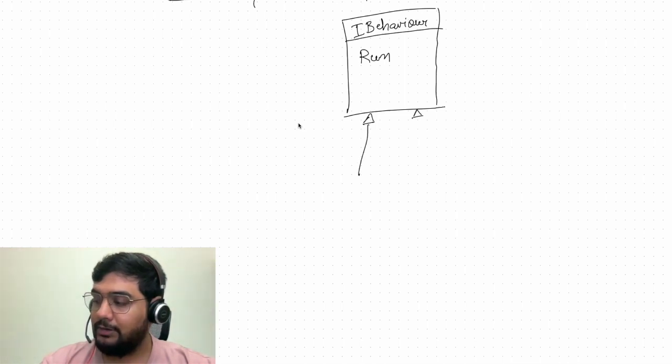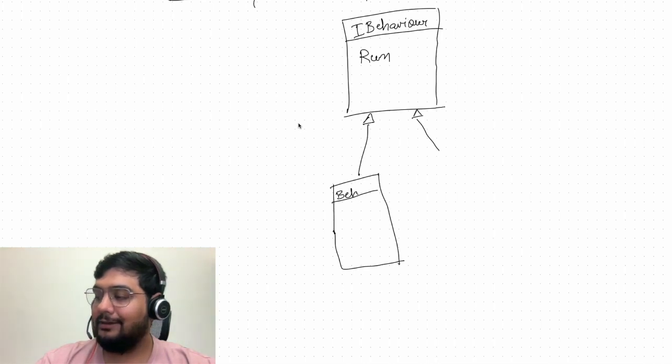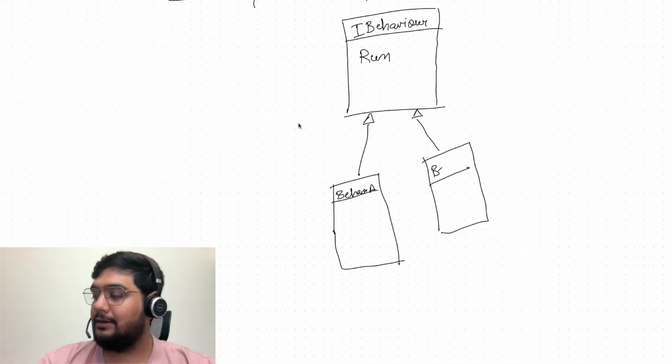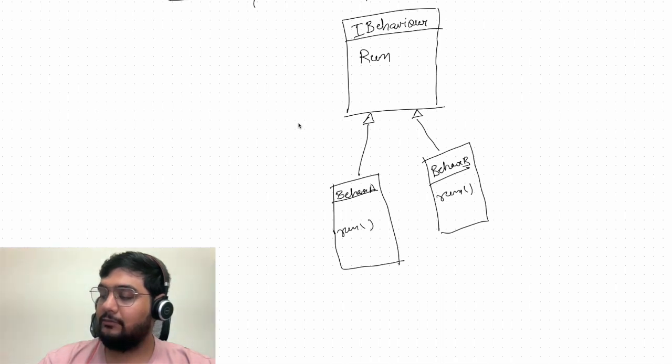So just assume it as BehaveA and BehaveB. Pardon me for my writing, right? BehaveB. So the run method will be implemented here. Run method will be implemented here. There will be something like run fast. It will be run slow type of implementation here that will be there.